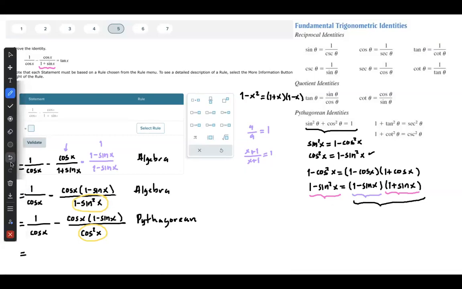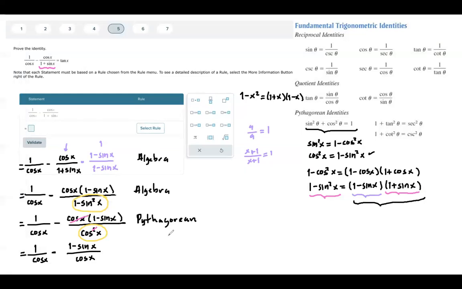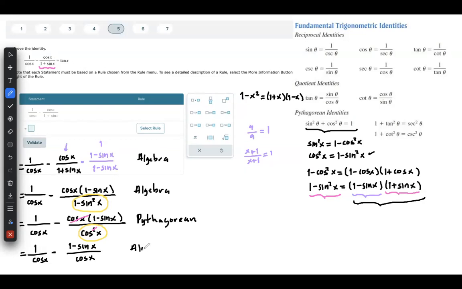Now we're getting closer. We are going to be able to cancel cosine with one of the cosines down there. And it's going to get us closer to the answer we're looking for, which is combining the fractions. So this is 1 over cosine of x minus, and I'm going to end up with 1 minus sine of x over cosine of x. Once again, simply doing some algebra.